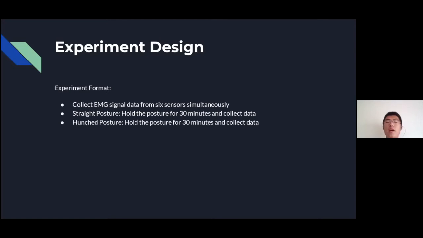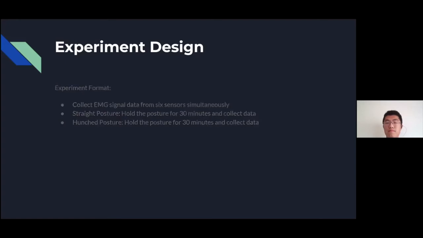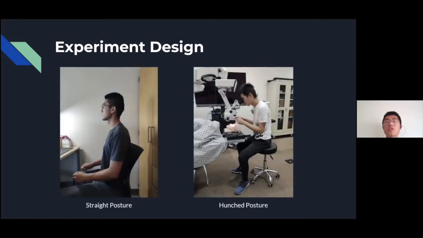For the experiment format, we collect EMG signal data from 6 sensors simultaneously, 3 sensors on each side. For both straight and hunched, we will hold the posture for 30 minutes and collect the data to see how much muscle fatigue is accumulated in a period of time. Here are the 2 postures we use to simulate the microsurgery. The left one is a straight posture, and the right one is a hunched posture.